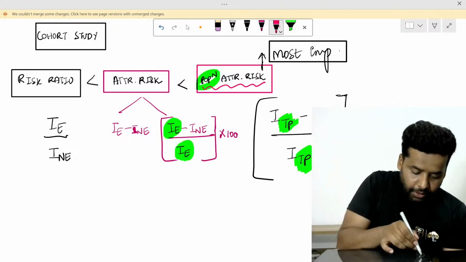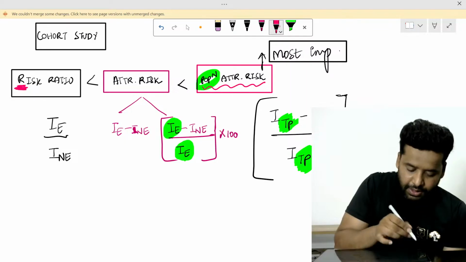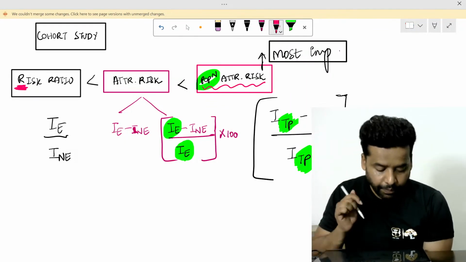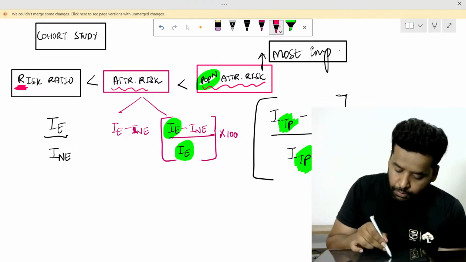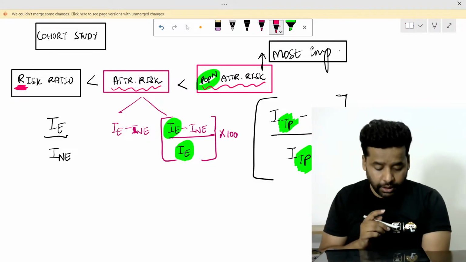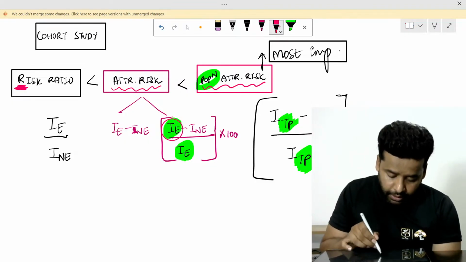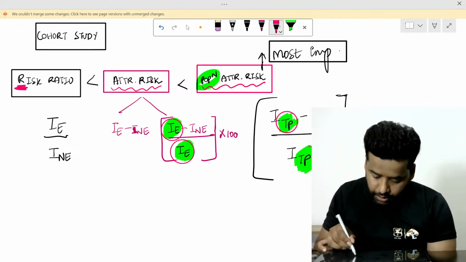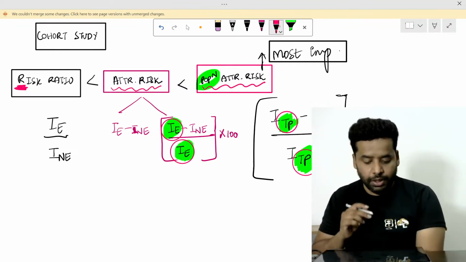So remember the mnemonic. Risk ratio is just the strength of association. There is no preventive component in that. Attributable risk can tell how much you can prevent, the amount of disease which can be prevented in the exposed group only. But for the whole population, we are using this word population attributable risk.